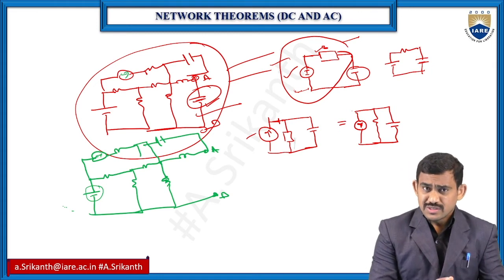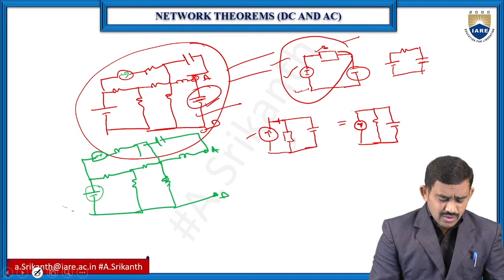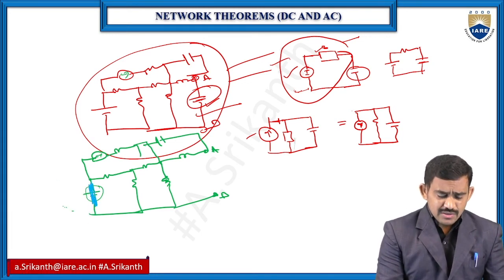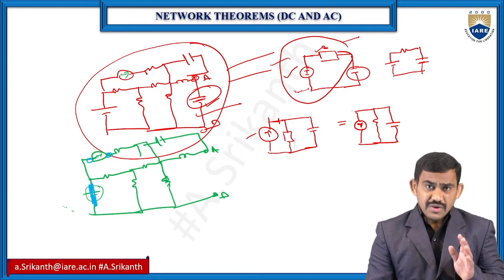So what about these two sources? The two sources are replaced with their internal resistance. So the voltage source is short circuit and the current source is open circuit. It's very simple. Just find out the logic.